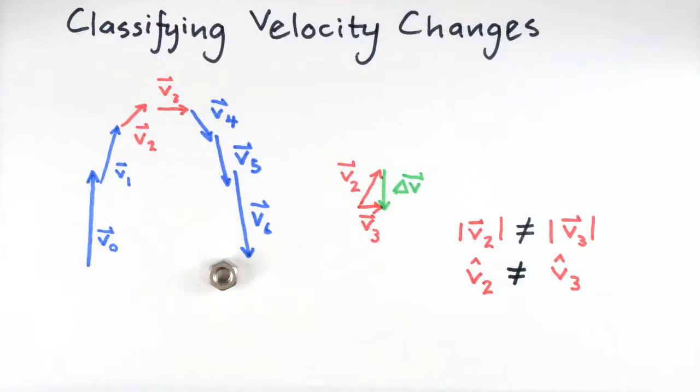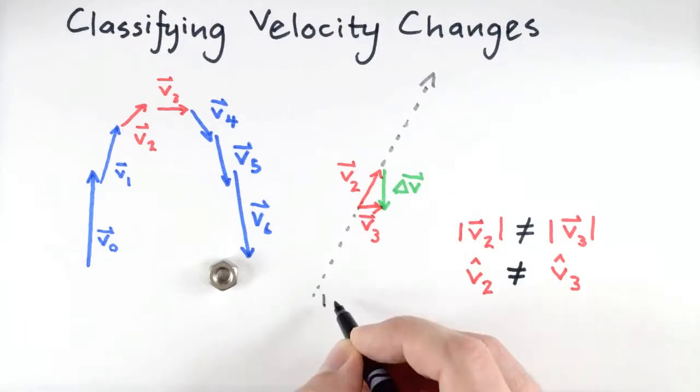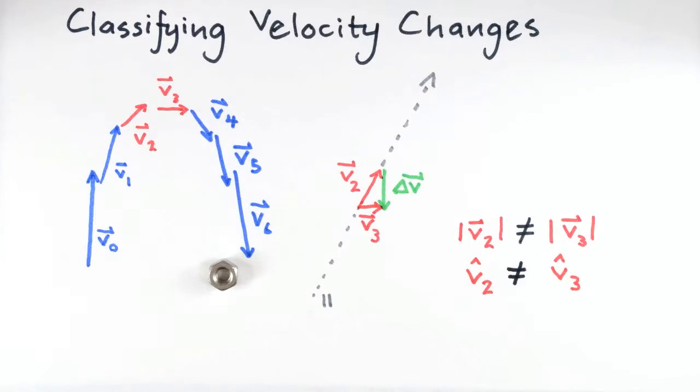However, if we dig a little deeper, we can come up with a helpful way to describe such changes using a natural choice of coordinate axes. The orientation of the first axis in this coordinate system is determined by the motion of the object before the change. We align one axis parallel to the initial velocity. We will label this axis with the parallel symbol. With this axis in mind, a projection of the vector delta v may lie along this axis. Let's label that projection delta v parallel.